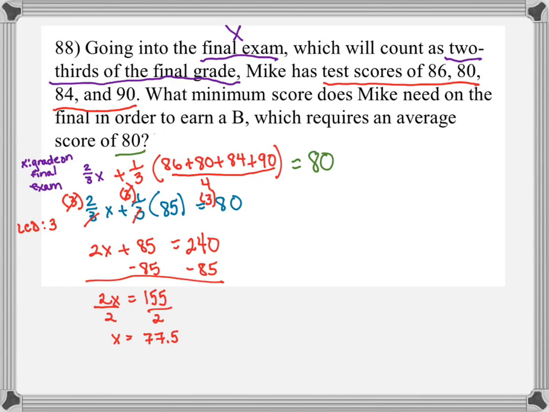So Mike needs to get a 77.5 on his final exam in order to earn an average of 80. Now, if this were a type of class where you could not get decimals as exam grades, you would have to say that Mike would need a 78 on his final exam. So depending upon the context of the problem, either a 77.5 or a 78 would be the final exam grade needed.